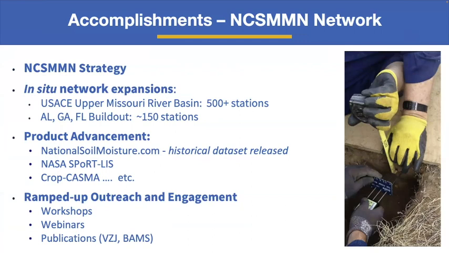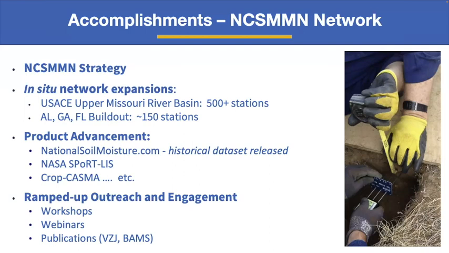We've had some really important in situ network expansions started. We talked about the Upper Missouri River Basin yesterday. That's really going to be transformative, those 540 high-quality stations. But this morning we also heard about the Alabama, Georgia, and Florida build-out. On the map of Florida where all the stars were, like in the Florida FAWN network, there are no soil moisture sensors, or maybe one or two of them. So that's going to be another big push in another region of the country.